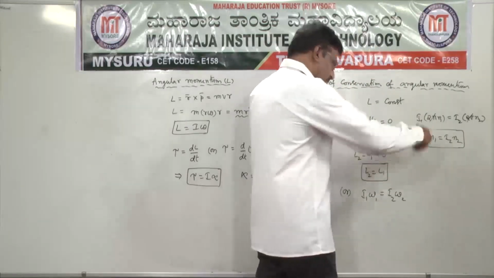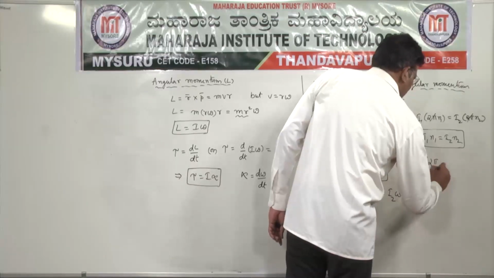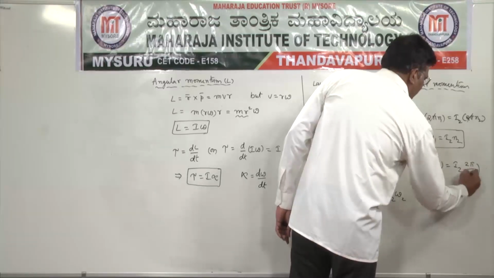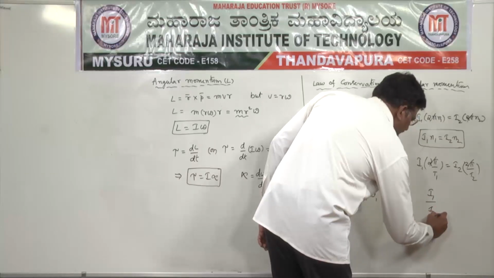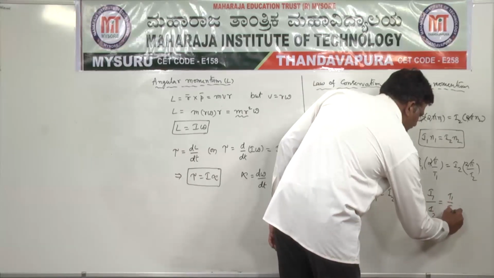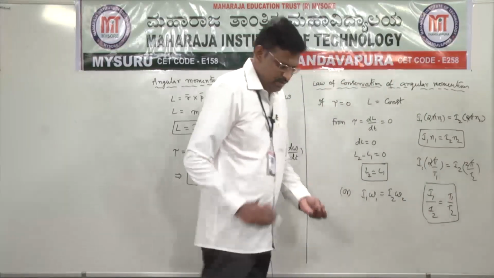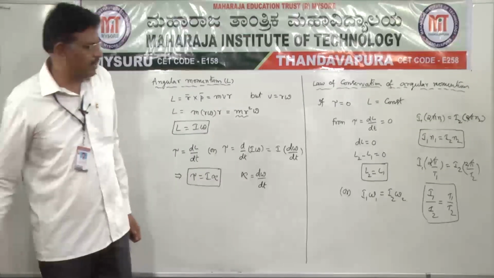Or omega can be written as 2 pi by T1 in terms of time period, that is equal to I2 into 2 pi by T2. Both sides 2 pi cancel. So I1 divided by I2 is equal to T1 divided by T2. So these are the various forms of the law of conservation of angular momentum.